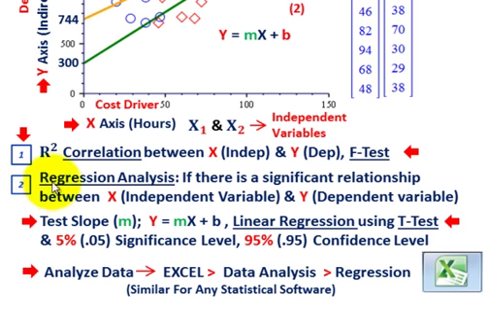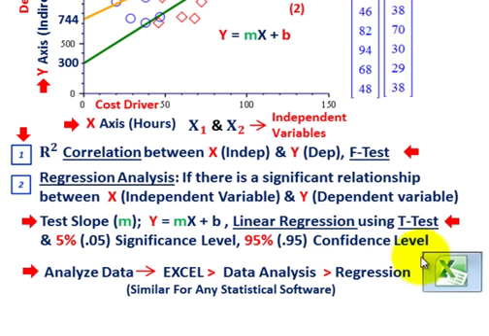And secondly, we're going to be looking at a regression analysis, to see if there's a significant relationship between X, our independent variable, and our Y dependent variable. So really we're going to be testing the slope of those lines, those two different alternatives, where M is the slope of the line, X would be our hours, and B is the y-intercept. And we're going to be looking at linear regression using the t-test, based on a 5% significance level or a 95% confidence level.